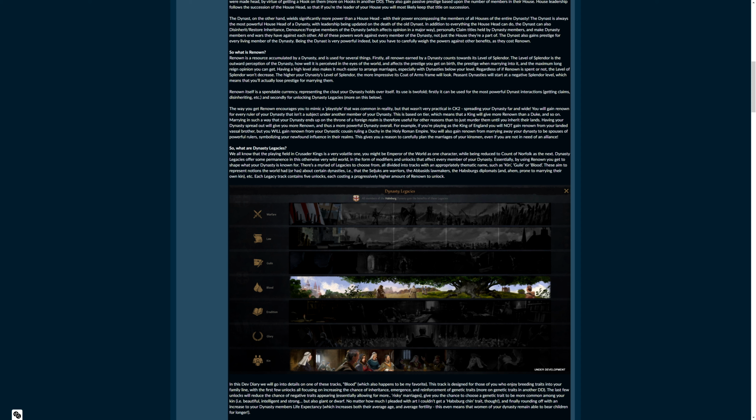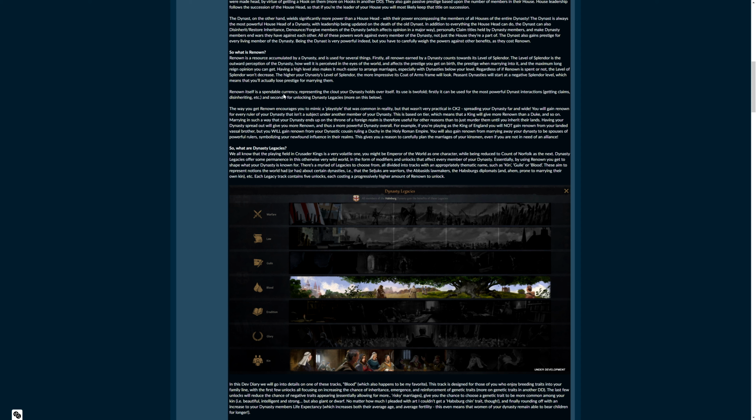The higher your dynasty's level of splendor, the more impressive its coat of arms frame will look. Peasant dynasties will start at a negative splendor level, which means that you'll actually lose prestige for marrying them, as it is with the members of the smaller houses or the lowborns today in Crusader Kings 2.